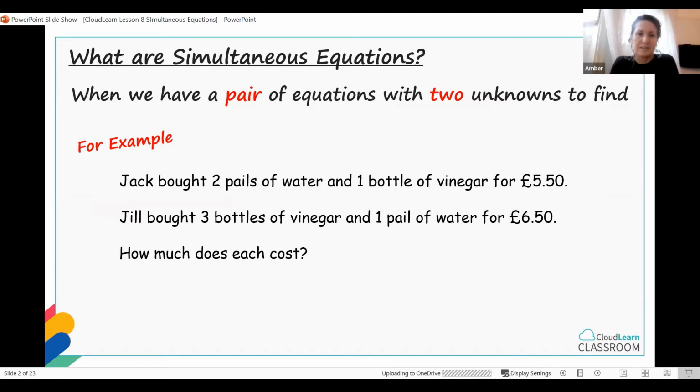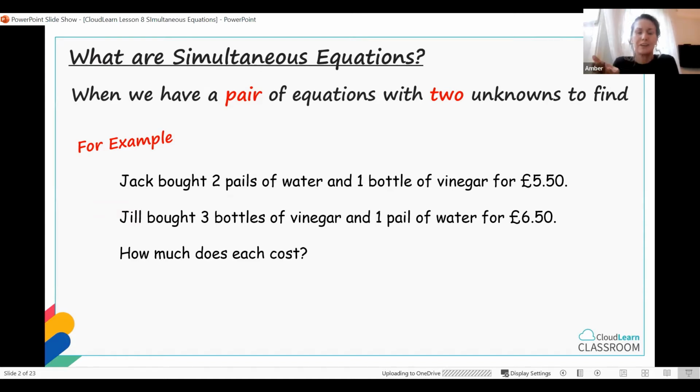So the problem with this is that we've got two things we don't know. We don't know how much water is and we don't know how much vinegar is. So we need two equations to solve that. We cannot actually solve this with just one equation. It's not possible, and I'll show you why in just a moment, okay?